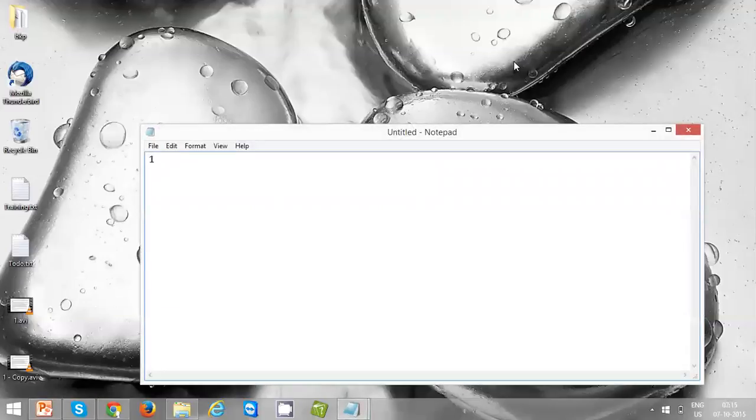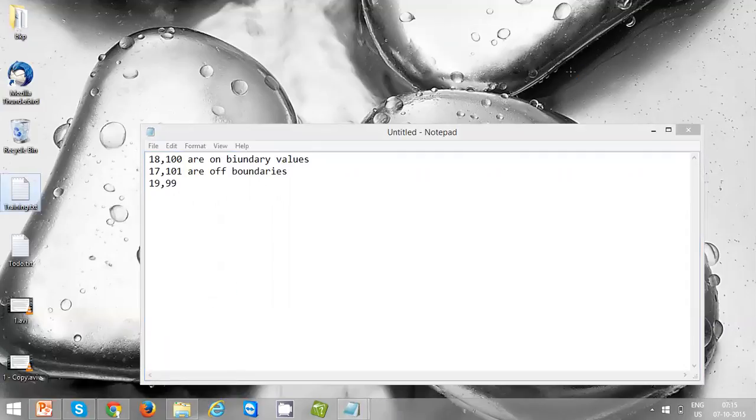Let's take an example. 18 and 100 are called on boundary values. Before 18 and after 18 also we can apply, but we have to say plus 1 and minus 1. 17 and 101 are off boundaries, and 19 comma 99. Let me take a paint example, you'll be able to understand more clearly.